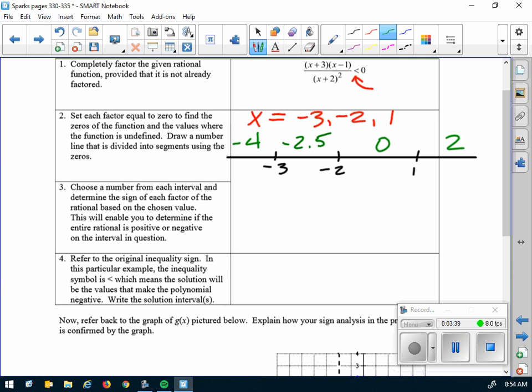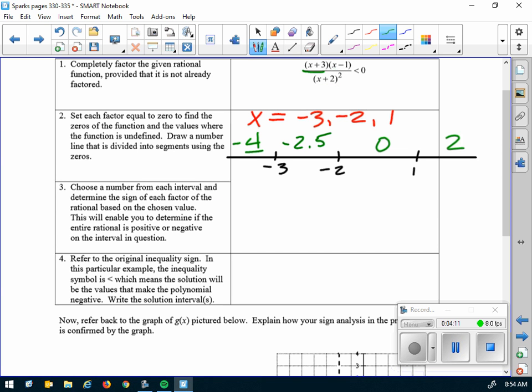Now, we're in step 3. We chose a number from each interval, but now we're going to determine the sign of each factor based on the number we chose. So what we're going to do is we're going to take this -4 right here. We're going to plug it in here and here and here, and we're going to say, does -4 make each of those factors positive or negative? If x is -4, positive or negative?